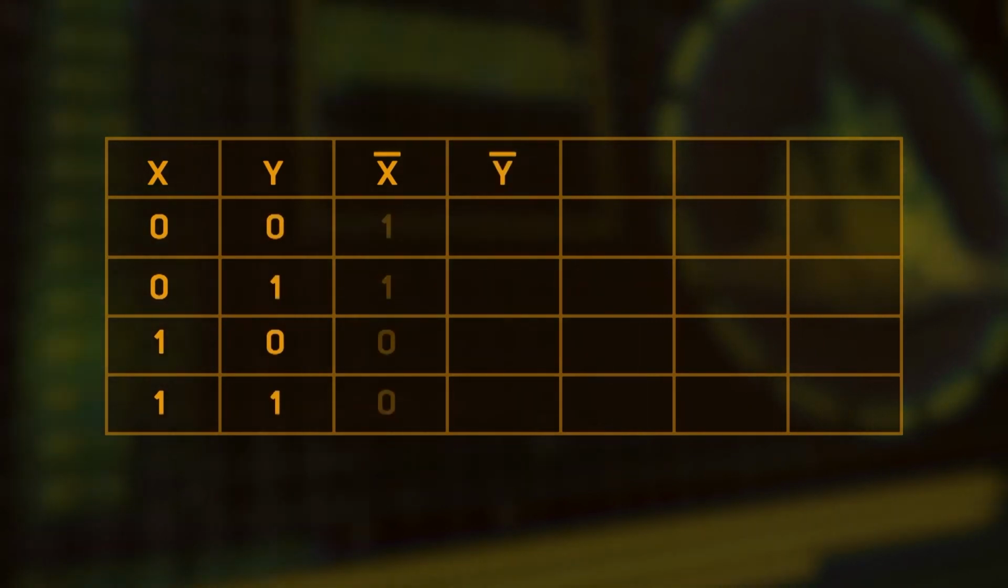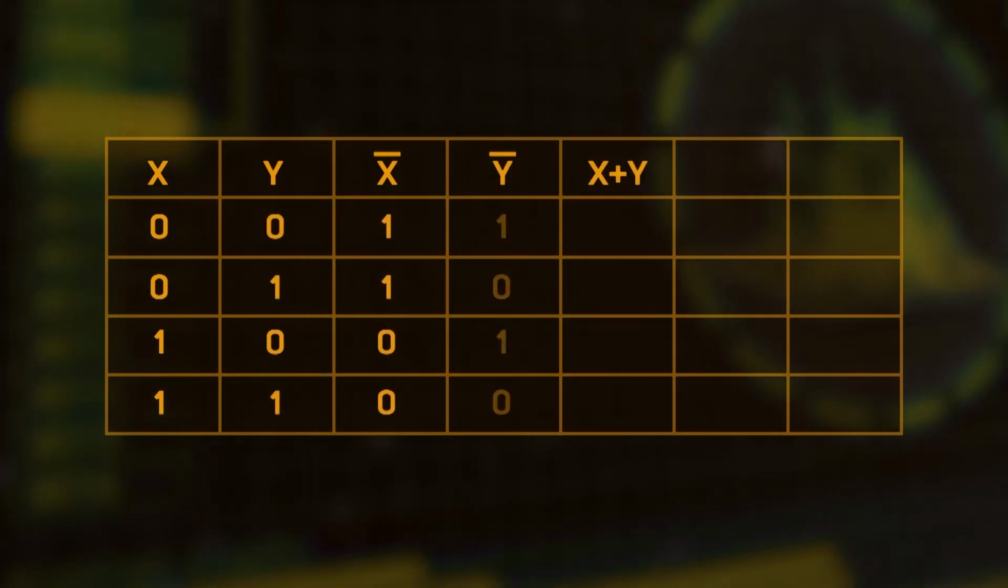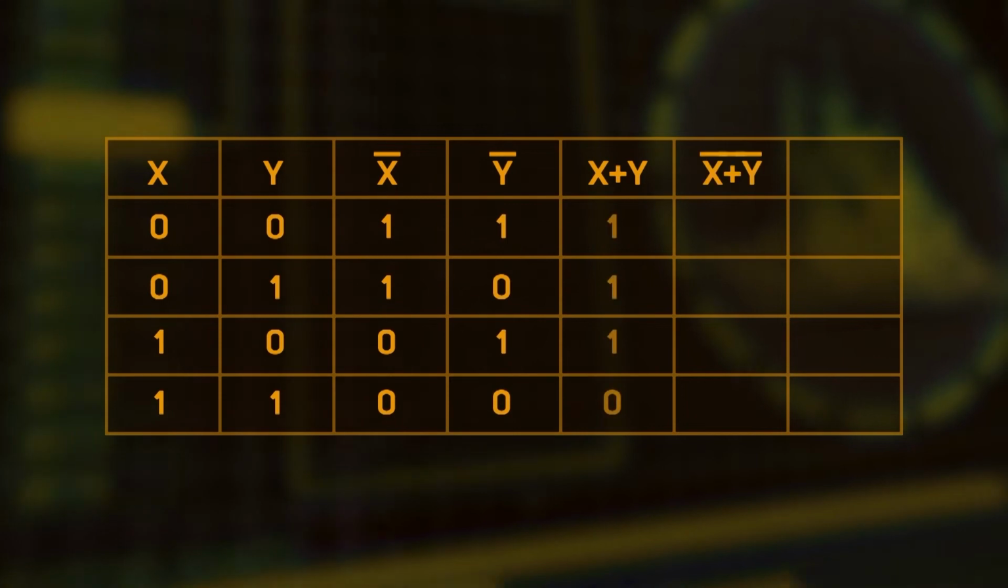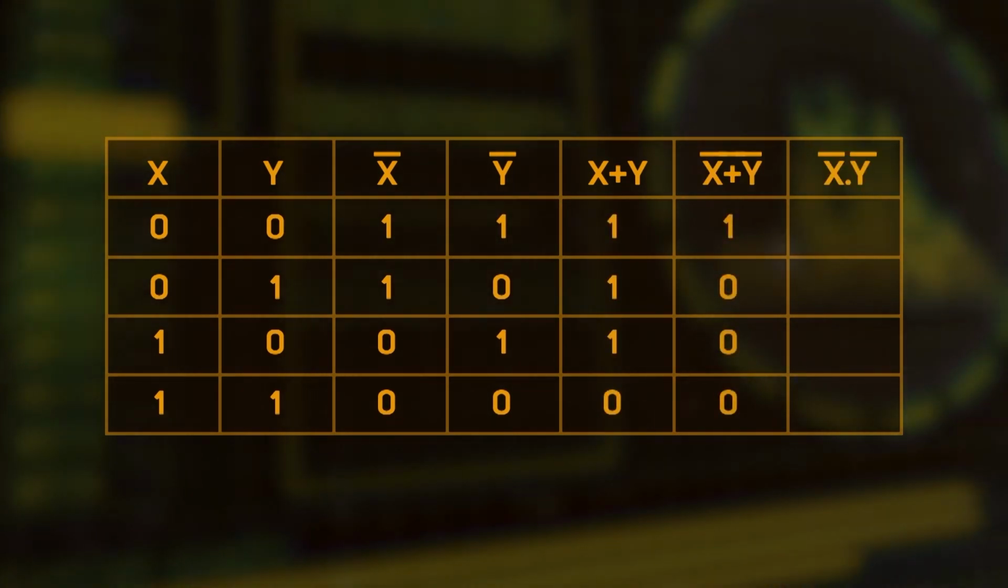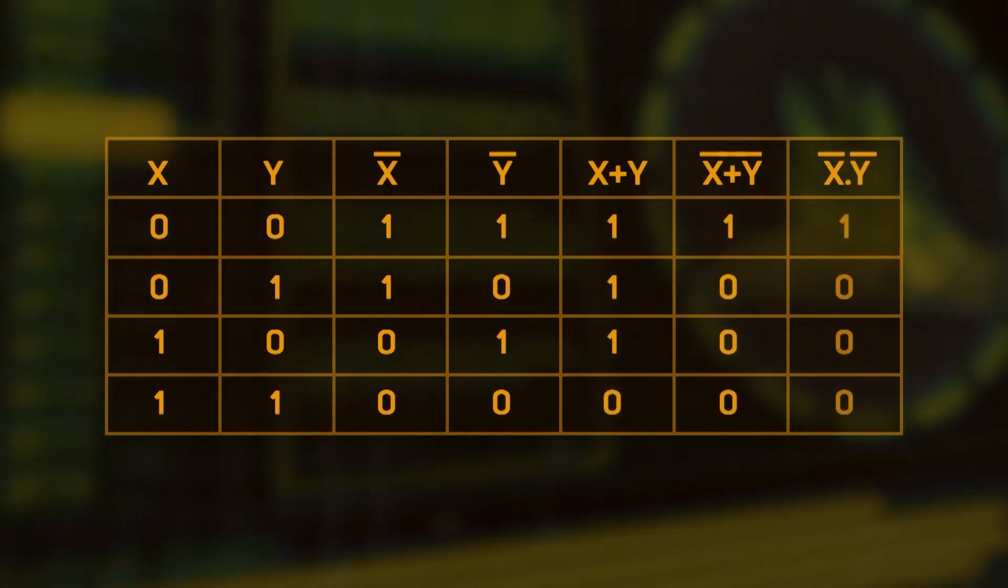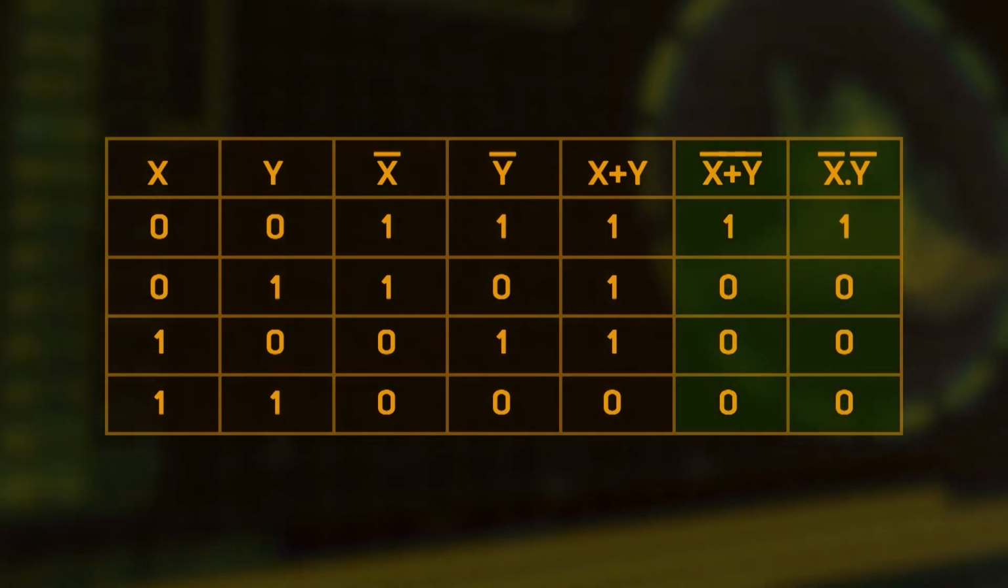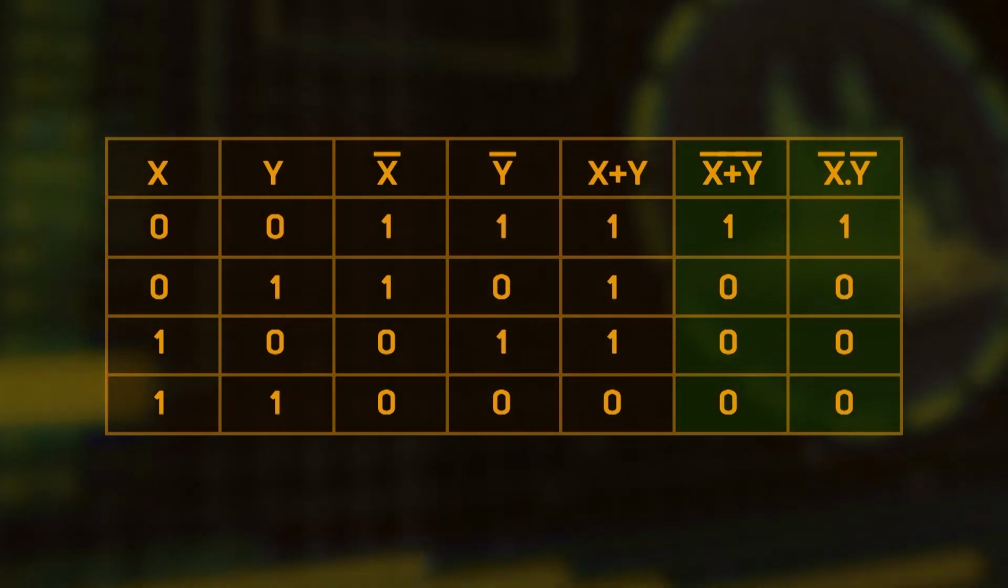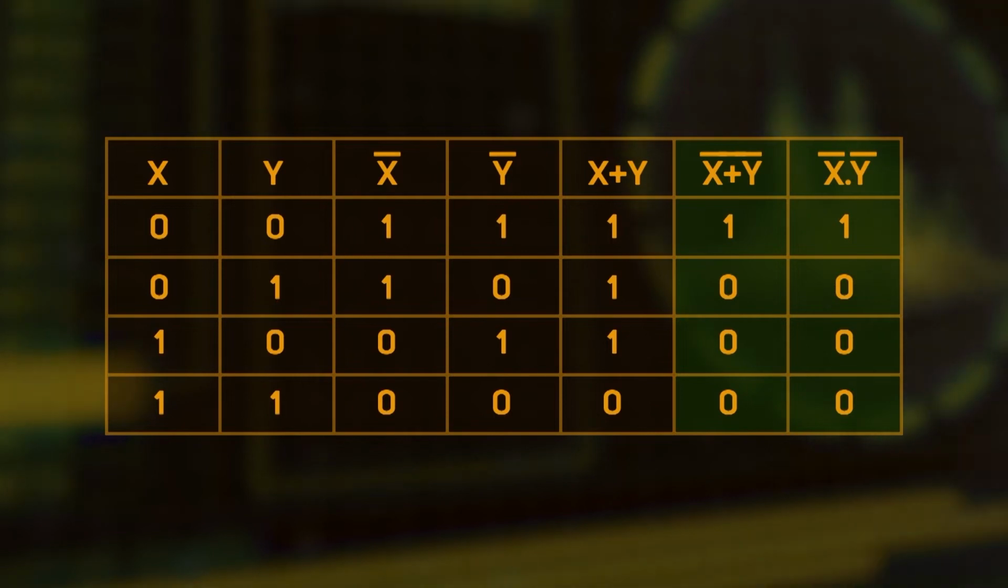In the truth table, we write the two columns for x and y input values, then x complement, y complement, x plus y, and the last two columns are (x plus y) whole complement and x complement dot y complement. And see the result, both columns give the same values. It proves the theorem. De Morgan's law can be extended up to n variables.